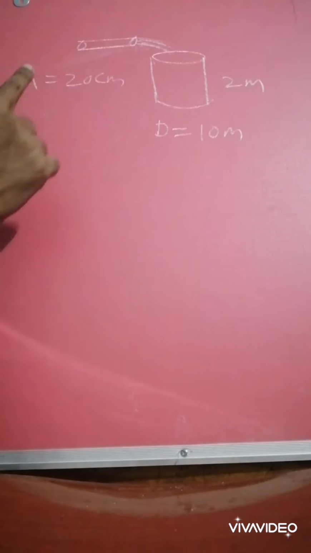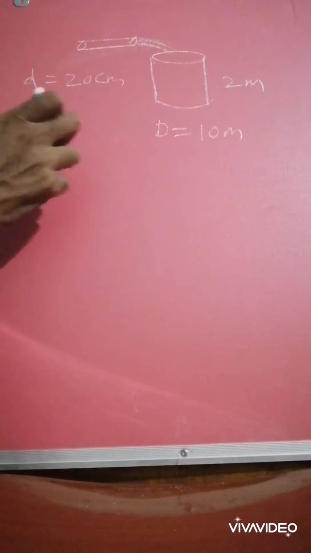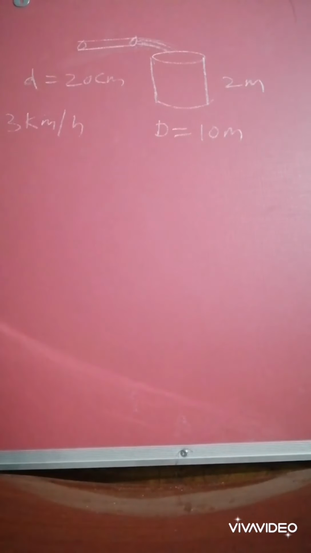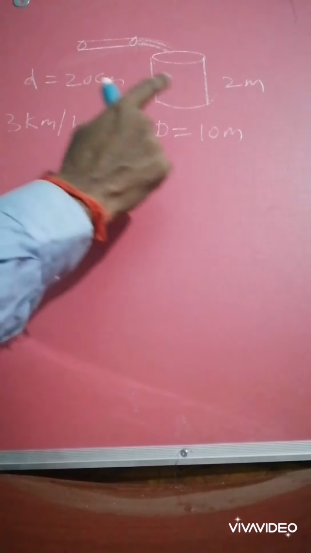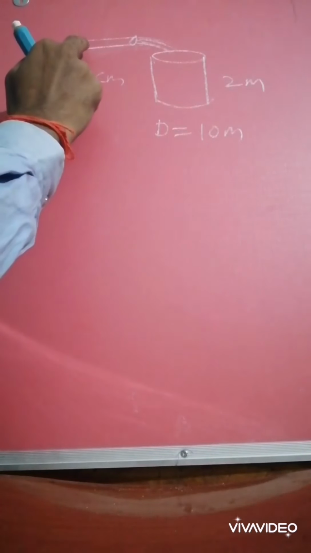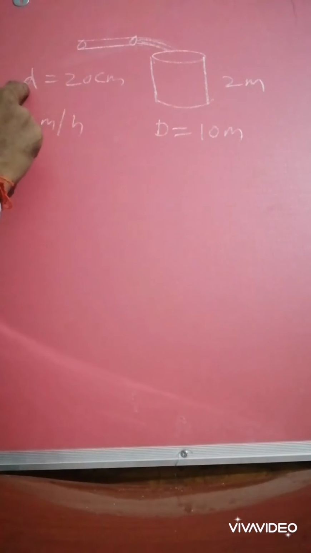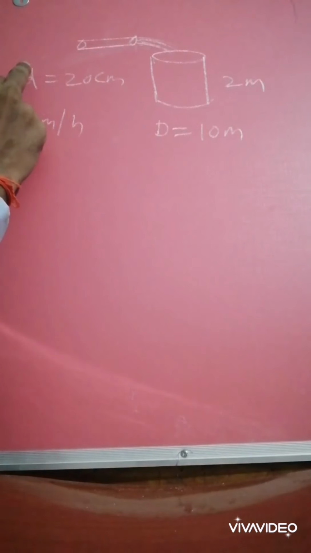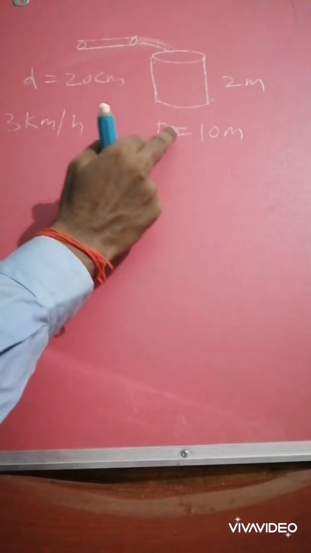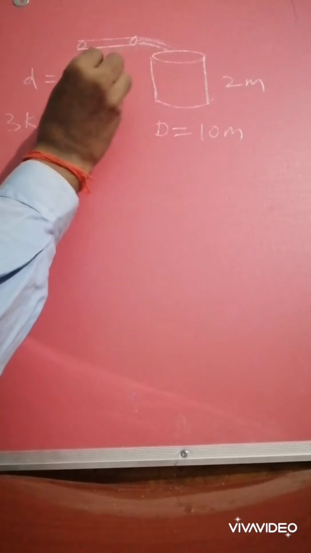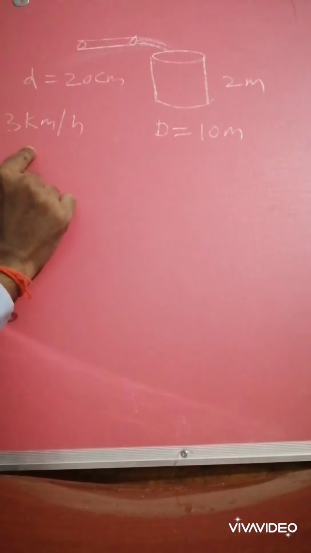Now the question is, if water flows through the pipe at a rate of 3 km per hour, how much time will it take to fill the tank? So time we don't know. I have taken small d for the pipe and capital D for the cylindrical tank. So water released in the pipe is equal to water filled in the tank.